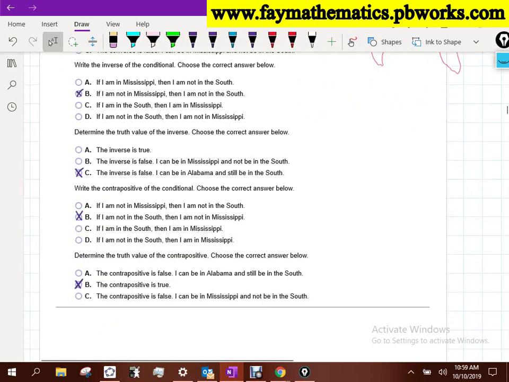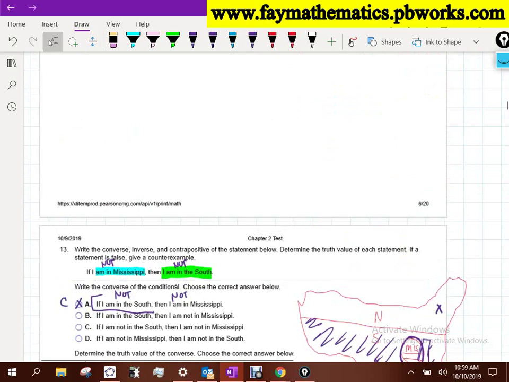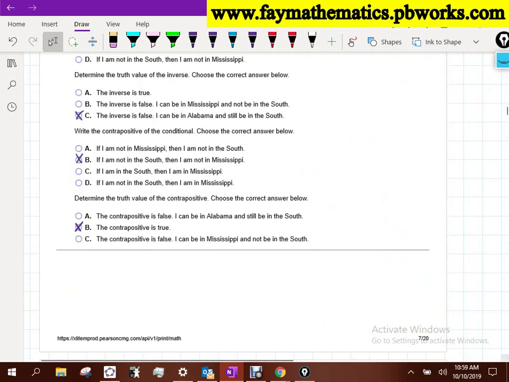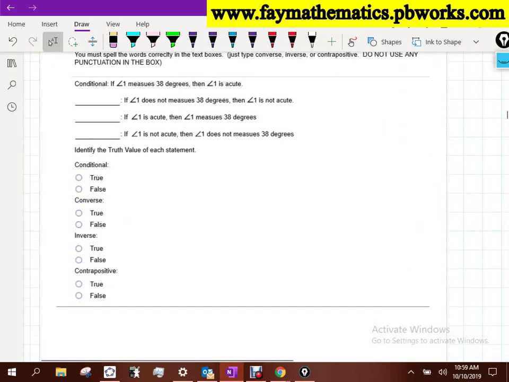Another way of answering this one is to know that the conditional was true, so then the contrapositive has to be true because they're logically equivalent. These types of questions are really the same, but now more math, okay, more math ideas.